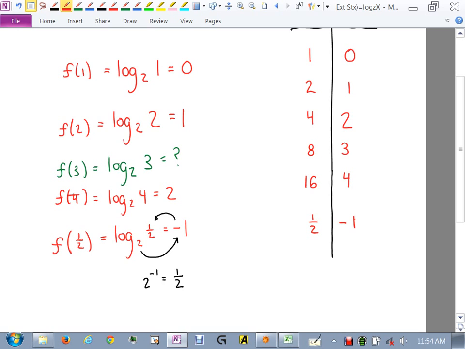1/4. 1/4 would spit out what? -2. Very good. Are you catching on? What would the next one I could plug in be? 1/8. And what would it spit out? -3. Okay, and then I could keep going. Y'all okay with this? Now, here comes the big moment.